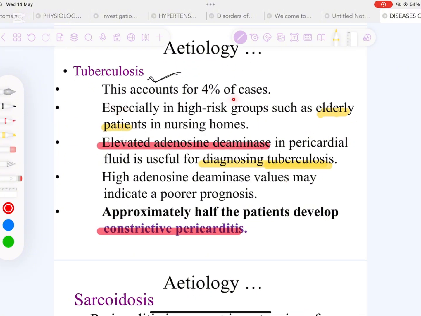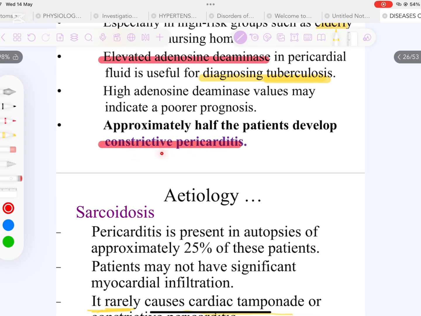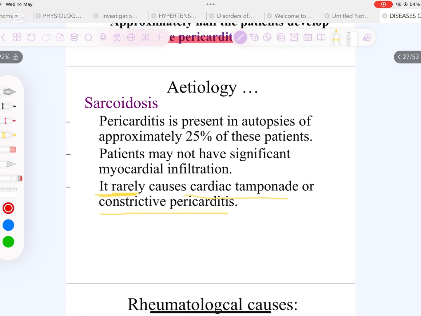So, TB, 4% of the cases. High-risk groups are elderly patients in nursing homes. Elevated adenosine deaminase is useful for diagnosing TB. So, when there's high adenosine deaminase, poorer prognosis. Okay? And most of them develop constrictive pericarditis. So when do you see constrictive pericarditis in TB?